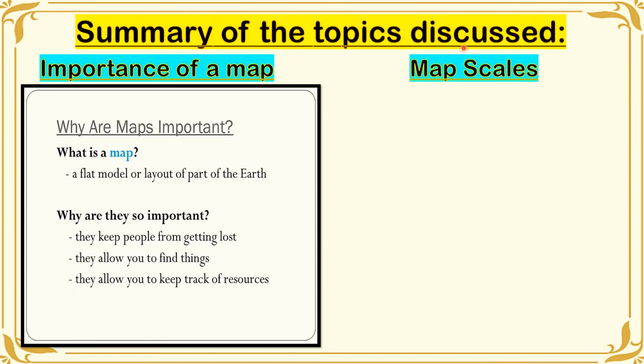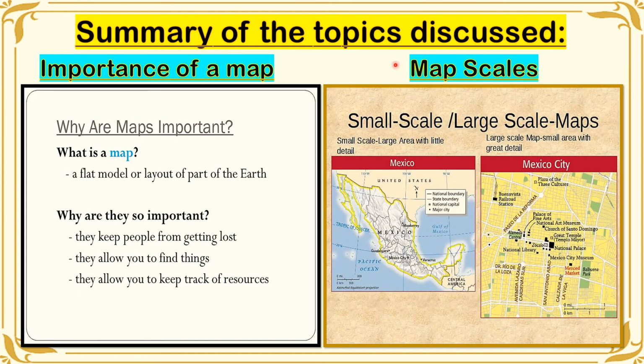So what about map scales? There are two types of map scales: small scale and large scale maps. Small scale: large area with little detail. Large scale map: small area with great or many information.